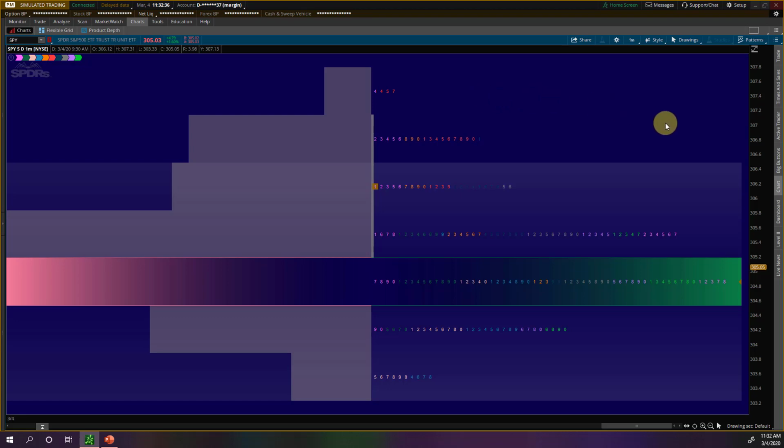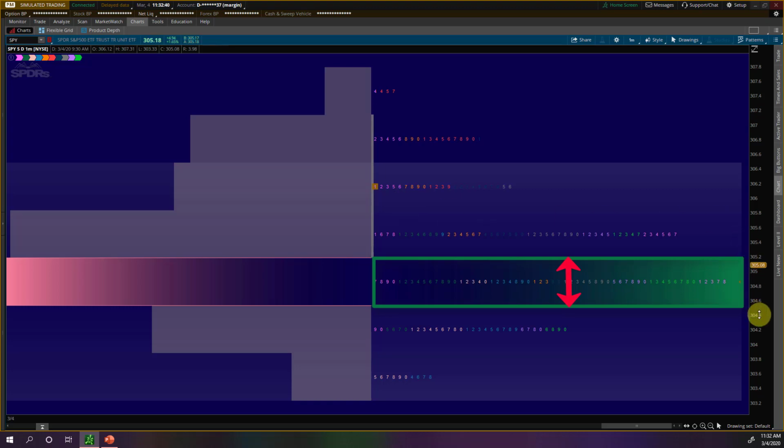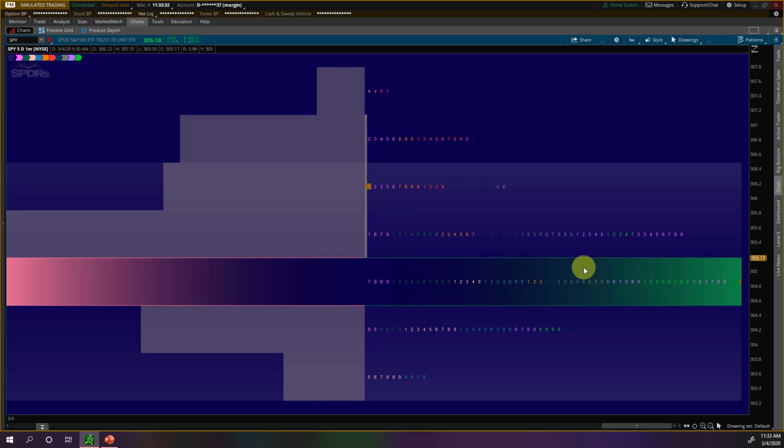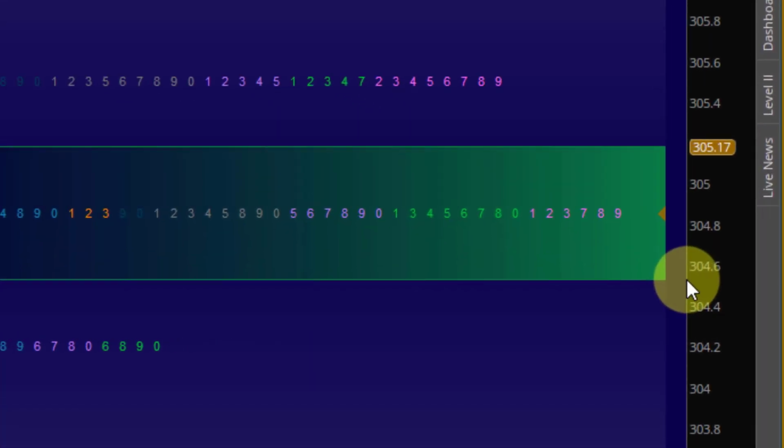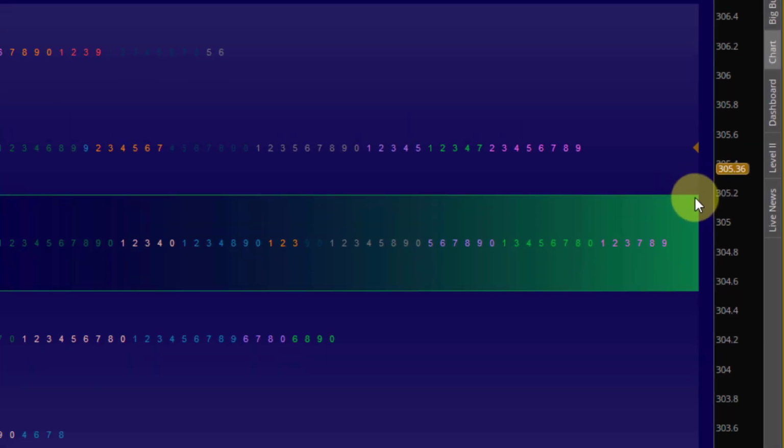Well, the first thing is that they are creating some arbitrary widths on these bars. And right now they're at 60 cents wide. So let's just focus on this green one right here because it's a little easier to see. The bottom of it is 304.60 and the top of it looks like 305.20. So again, that's 60 cents wide. You can change those widths, but I have it set to automatic. And so for this particular underlying, TOS has chosen 60 cents wide.